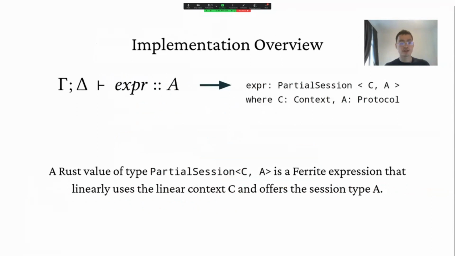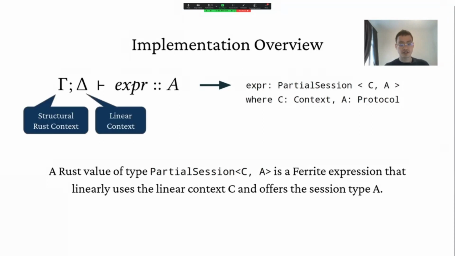While the earlier examples may seem a little magical, we will now take a quick look at how Ferrite actually enforces linearity and protocol adherence of Ferrite programs. The key data structure in our implementation is the PartialSession struct, which is encoded from a formal typing judgment following the typing rules of session types. On the left, the typing judgment states that under the structural context gamma and the linear context delta, a given expression expr offers the session type A.